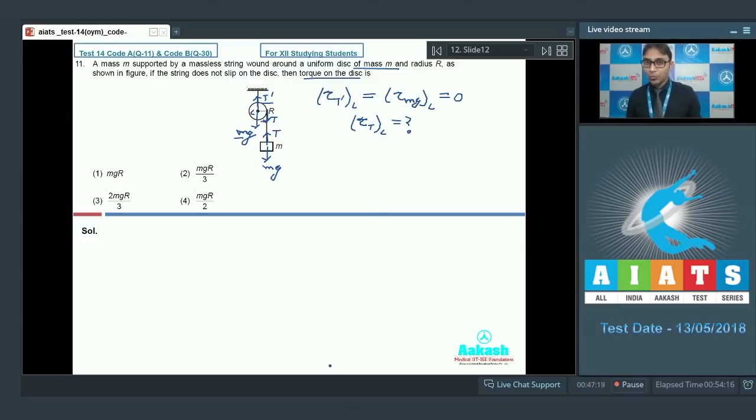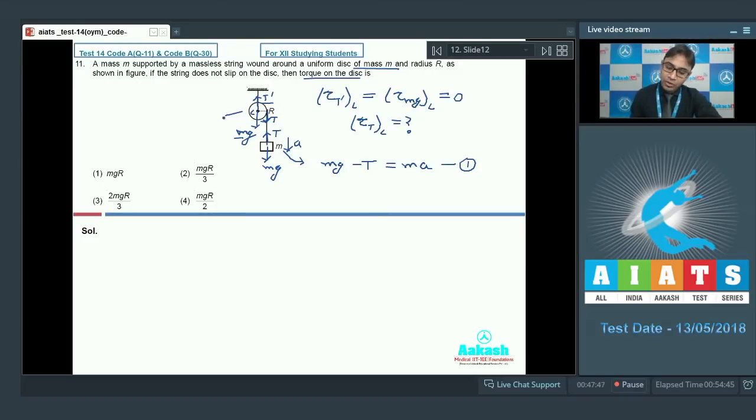To calculate this, we first need to calculate the tension T. Let's write the force equation for this mass m. That will be mg minus T, and let's say this m moves with acceleration a vertically downward. So we can write mg minus T equals ma. This is our first equation for this block.